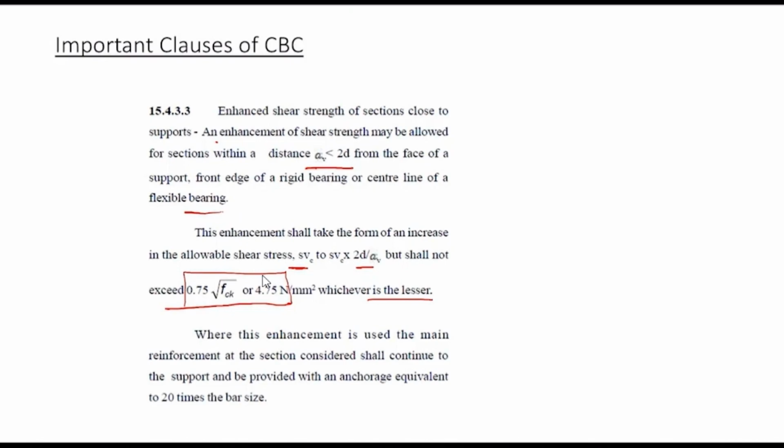Where this enhancement is used, the main reinforcement at the section considered shall continue to the support and be provided with an anchorage equivalent to 20 times the bar diameter. We have also discussed that in case of strut and tie, we will have to anchor the reinforcement beyond the support to a considerable distance so that the required tension can develop. ठीक है, वो snapping of bar नहीं हो जाए वहां पे. ठीक है. So in case of IS 456 and IRC 114, we were reducing the load, but here we are enhancing the shear strength.